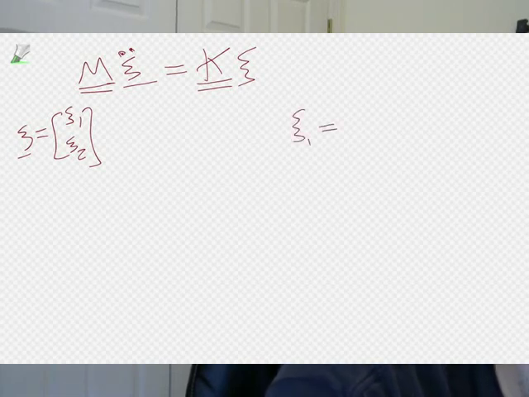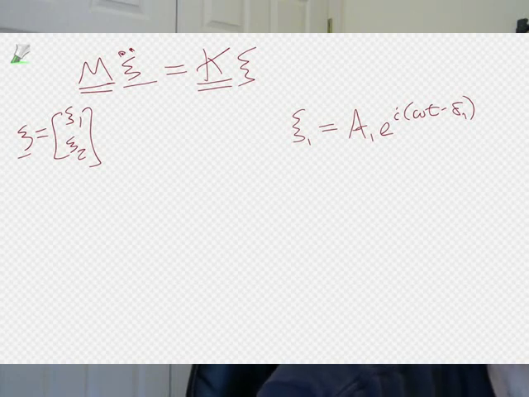One solution we were going to try was going to be some constant, A, times e to the i omega t minus delta, right? So we were going to try some constant. We'll call it A1 and delta 1 here. I think it was alpha actually that he used, but whatever. We were going to try a solution in that form, but really what we were doing was trying two different solutions at the same time.